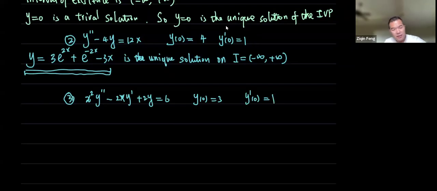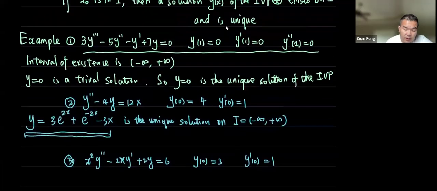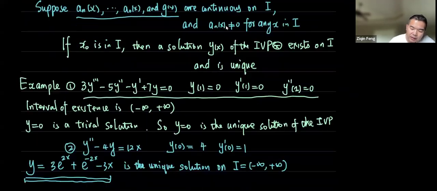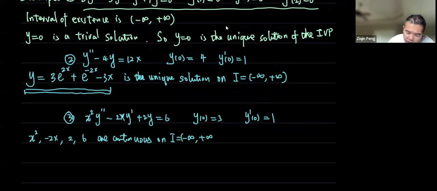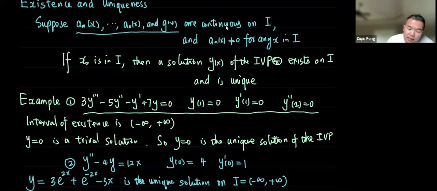Now you can see that this one doesn't satisfy the condition given by our theorem, right? The theorem requires all the functions to be continuous. And you can see that x squared, negative 2x, 2, and 6 are continuous on the interval from negative infinity to positive infinity. But the second condition is not satisfied. The second condition is that a_n(x) cannot be 0.